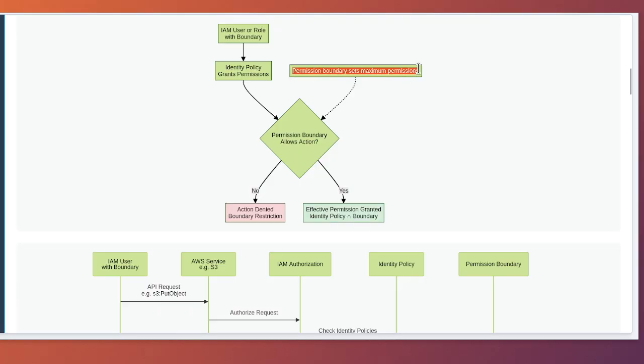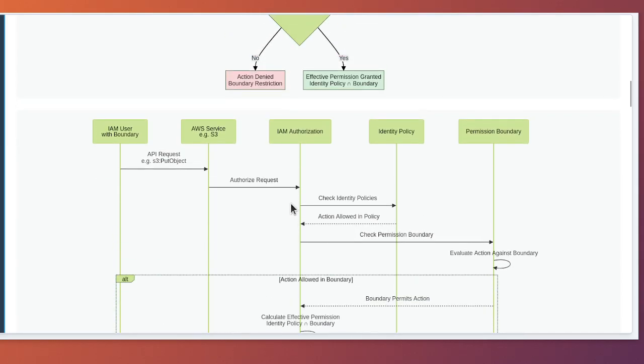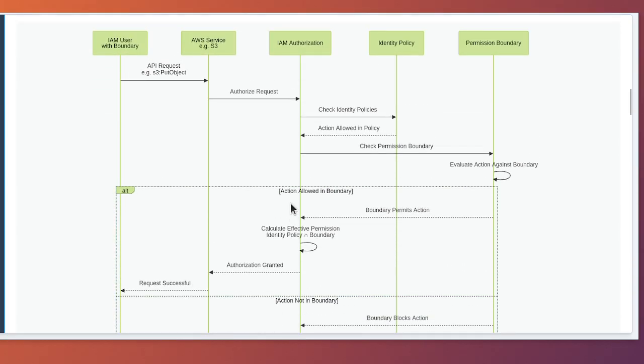The note at the bottom of this diagram emphasizes that permission boundaries set maximum permissions. They define the outer limits of what an identity can do, regardless of what identity policies grant. This is particularly useful for delegated administration where you want to give someone the ability to create users or roles, but ensure those users or roles cannot exceed certain permission limits.